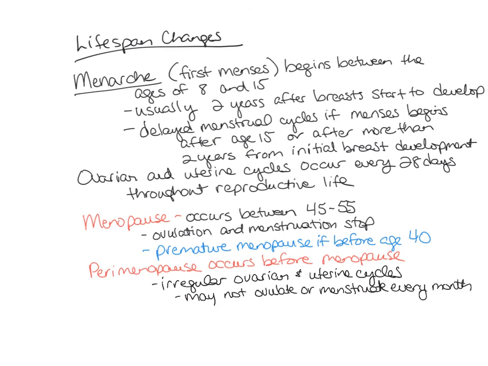In contrast, the male will start to have declining levels of testosterone between the ages of 50 and 60, and this is called the male climacteric.